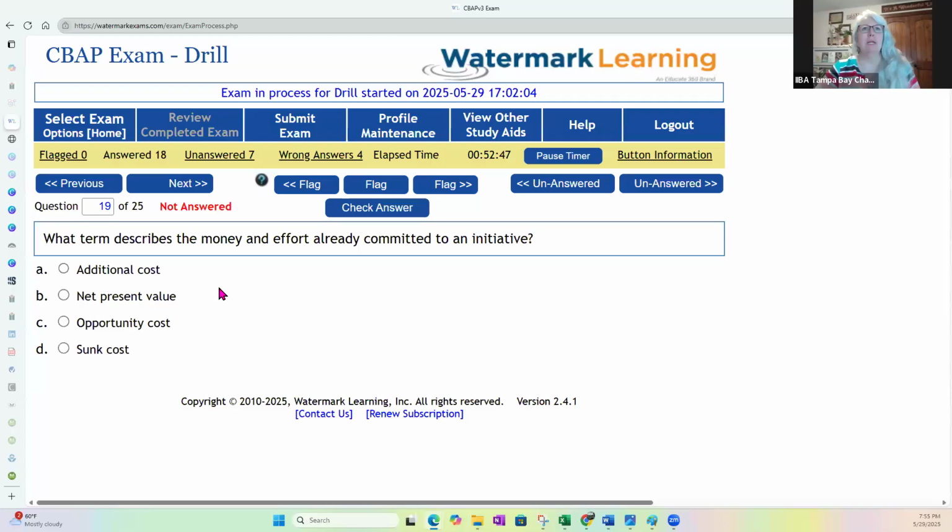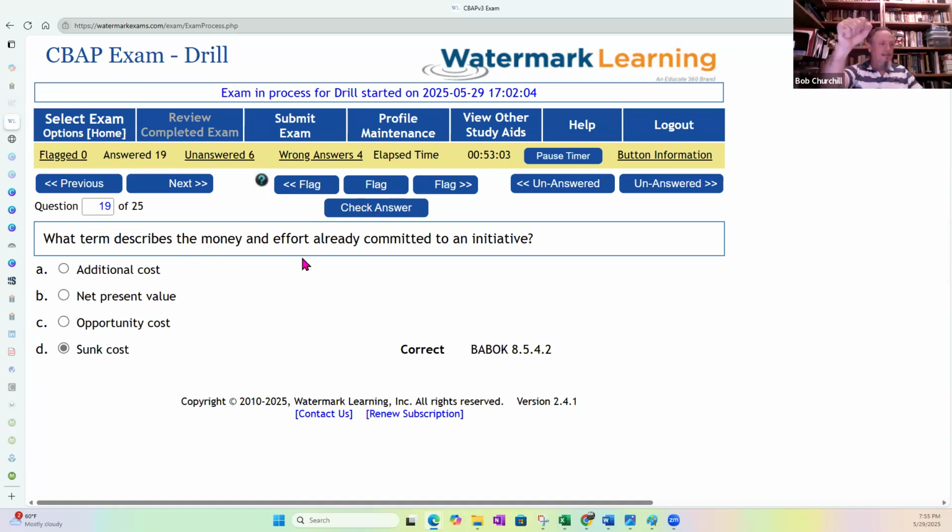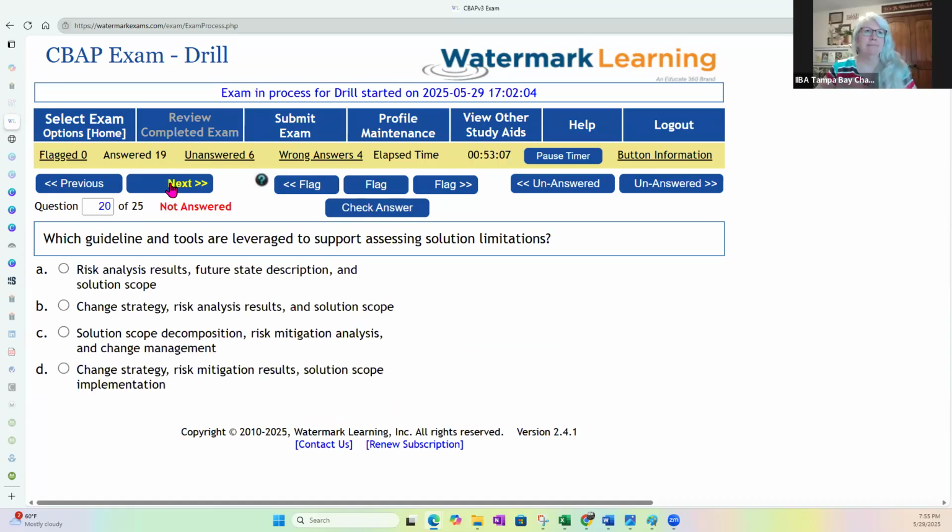What term describes the money and effort already committed to an initiative? Is it called additional cost, net present value, opportunity cost, or sunk cost? Sunk cost. Already gone. It's sunk cost. Money and effort already committed. Can't get it back.